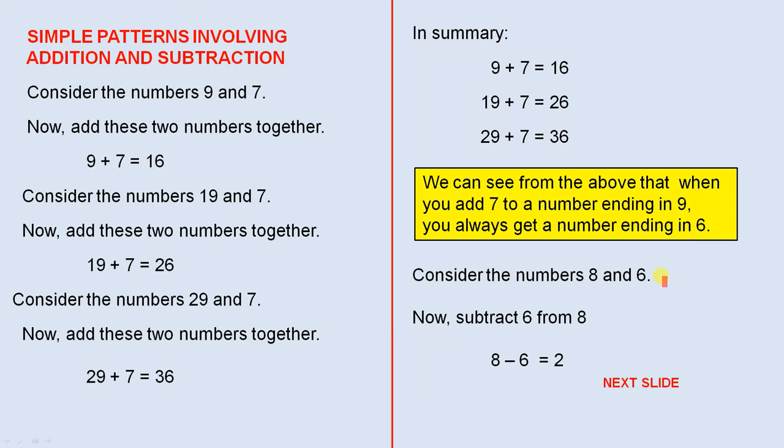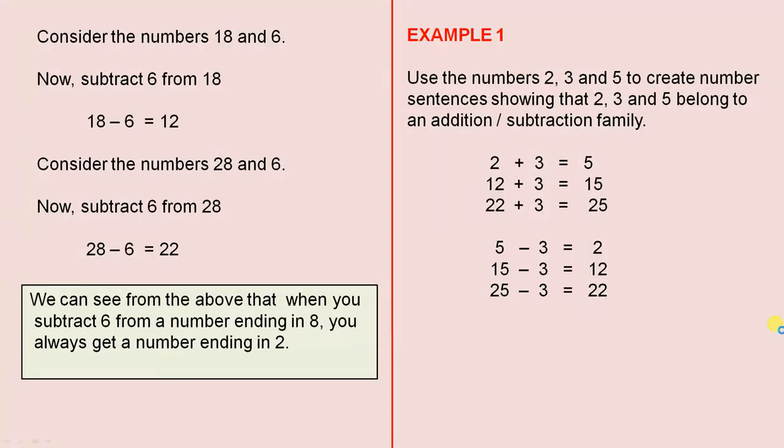Consider the numbers 8 and 6. Now, subtract 6 from 8. That is, 8 take away 6 equals 2, or 8 minus 6 equals 2. Let's have a look at the next slide. Consider the numbers 18 and 6. Now subtract 6 from 18. 18 minus 6 equals 12. Consider the numbers 28 and 6. Now subtract 6 from 28. 28 minus 6 equals 22.